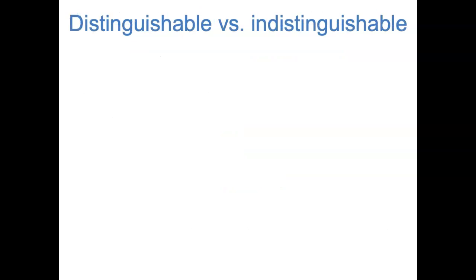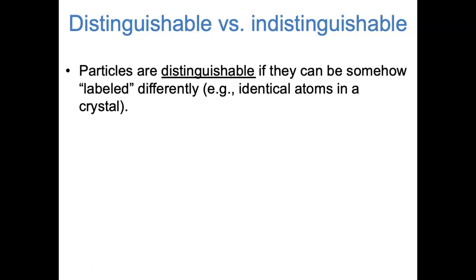Although events and objects are pretty much always distinguishable in our everyday experience, they can sometimes be indistinguishable when we think about very small particles. Particles are defined as distinguishable if they can somehow be labeled differently. This is the case with big things like coin flips, as we just said, and it's also the case with things like identical atoms in a crystal. In a crystal, atoms pretty much stay where they are, and we can label them atom 1, atom 2, atom 3, and not lose track of them.